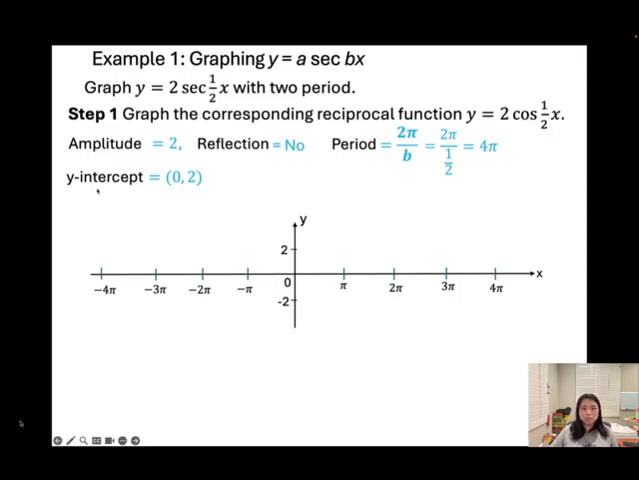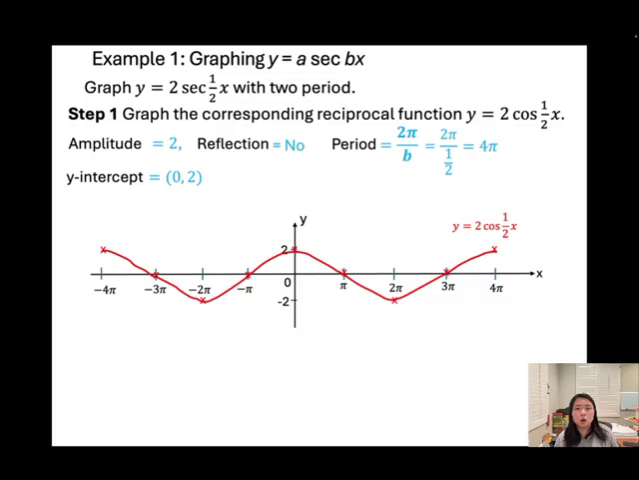Okay, so the cosine, that will be starting from (0, 2), and then pi, 2 pi, 3 pi, 4 pi like this. And then we try to extend it. So this one is gonna be negative pi. Okay, right? Joining all the points together with a smooth curve. And this is y equal to 2 cosine 1/2 x. Okay, we graph the corresponding reciprocal function first.